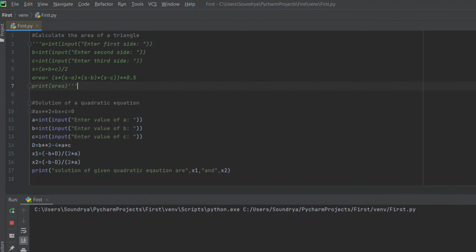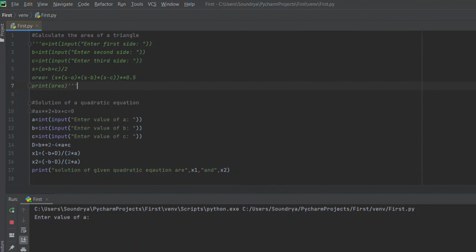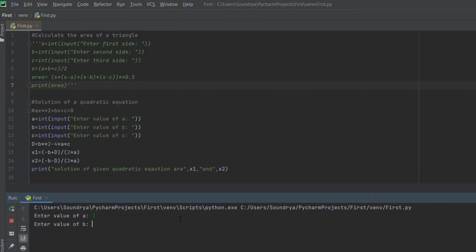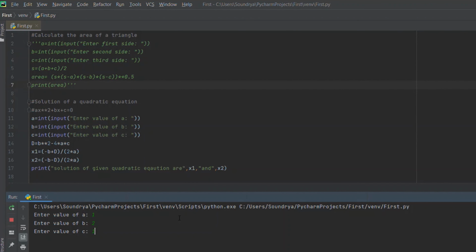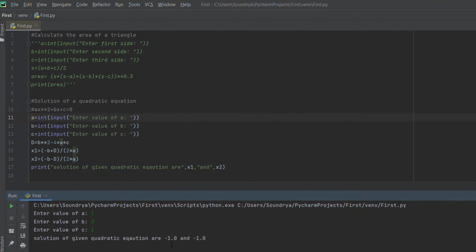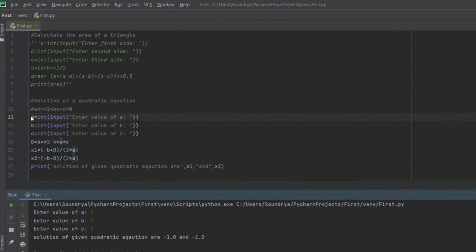Let us run the program. Let we have value of a as 1, value of b as 2 and value of c as again 1. Now the solution of the given quadratic equation are minus 1 and minus 1. You can check it by yourself also.